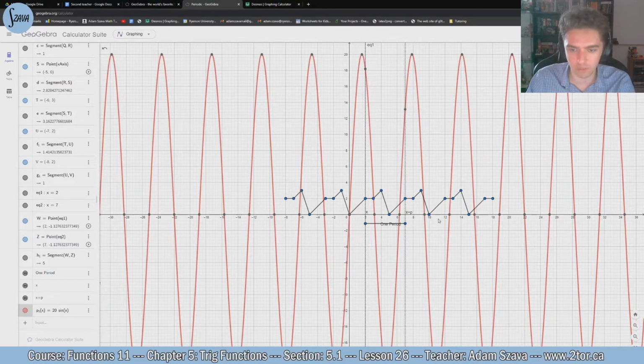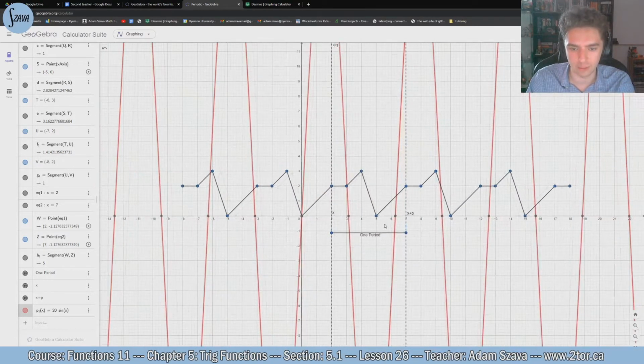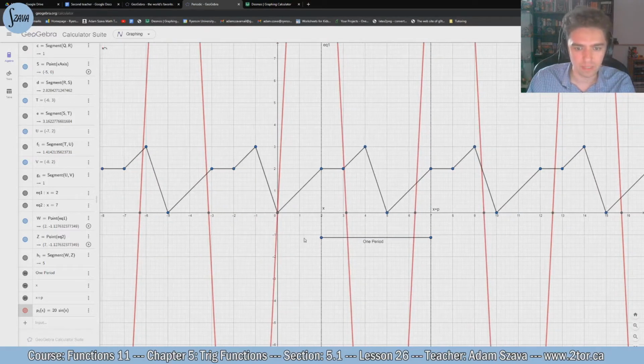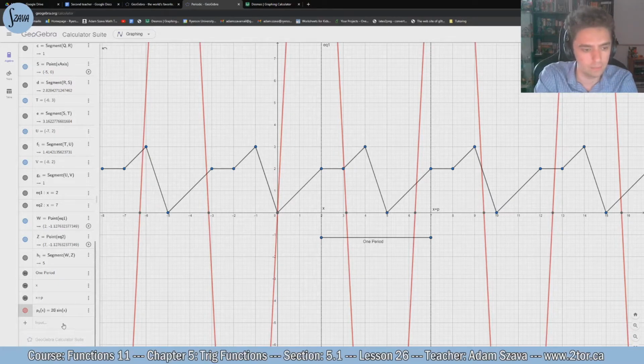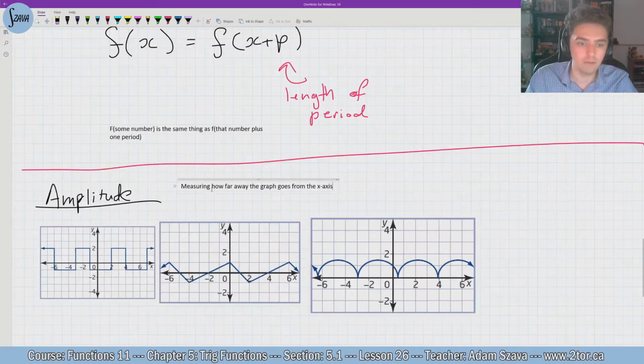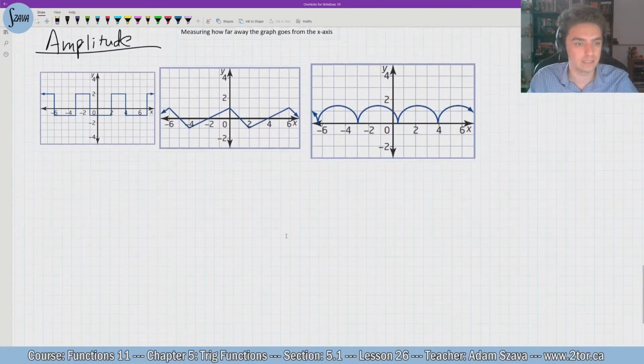Now, of course, that's supposed to repeat forever, but I just didn't do it forever, so I had to do it manually. But this red function has a much bigger amplitude. I'll make it a little smaller so you can see it on the screen. But there, it has a bigger amplitude because it goes further from the x-axis. So essentially, we're measuring how far away the graph goes from the x-axis.